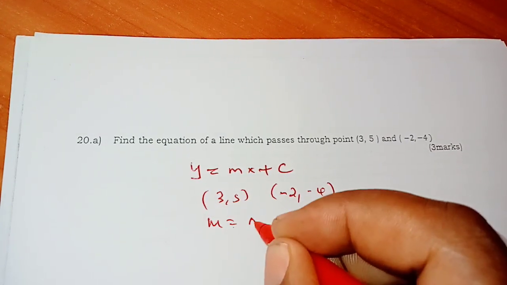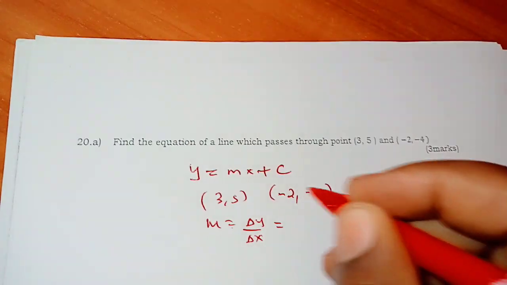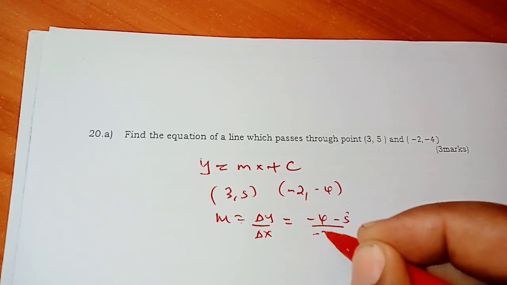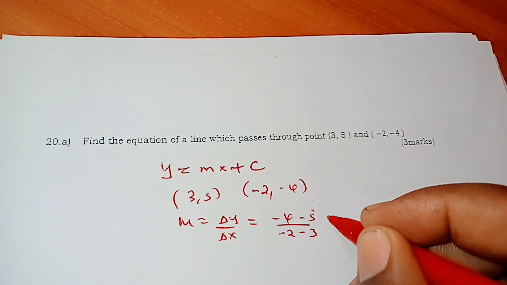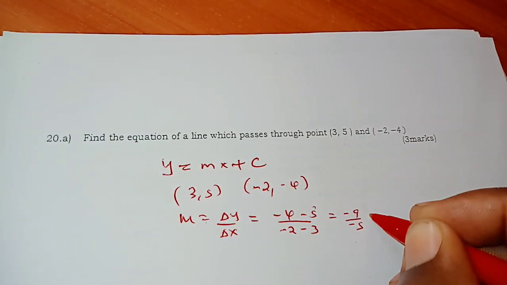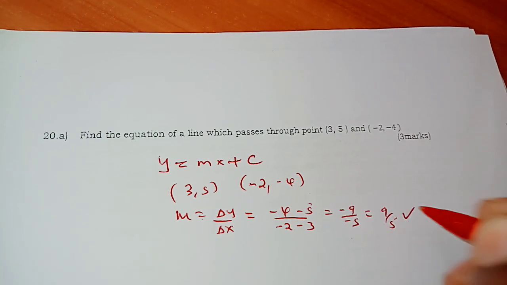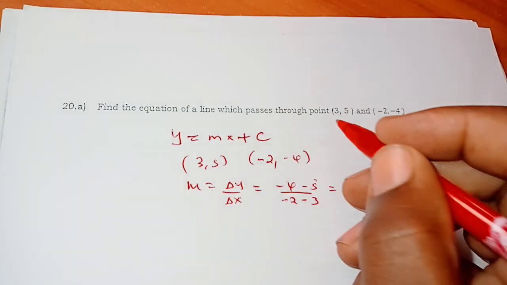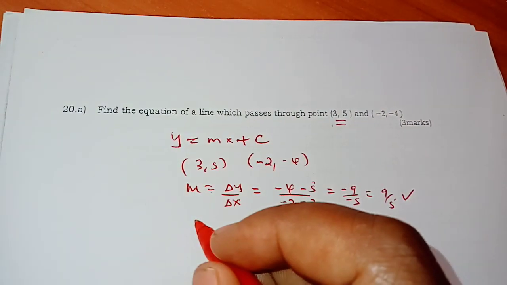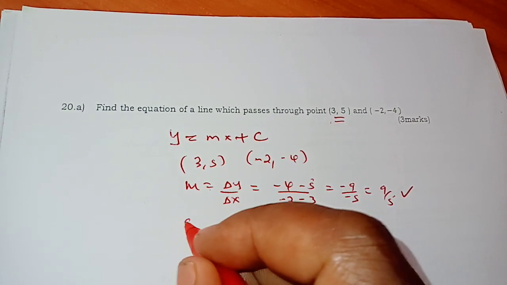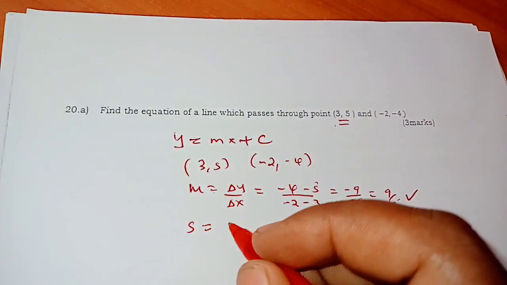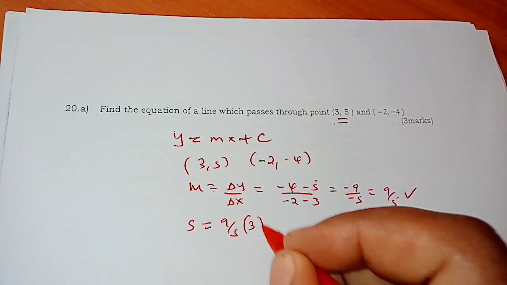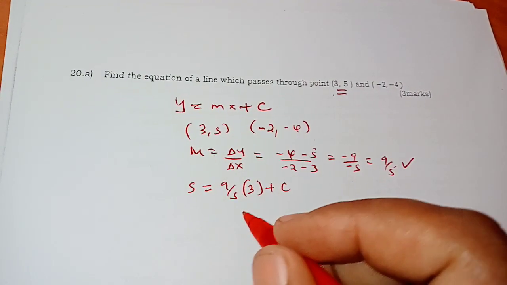So m is the change in y over change in x, which is (-4 - 5) over (-2 - 3). This is the same as -9 over -5, which is 9 over 5. That's m. Now we need to find c. We have to pick one of the points. If we pick this point, x is 3 and y is 5, and we substitute into this equation. The gradient is 9 over 5, the value of x is 3, then we put c there.